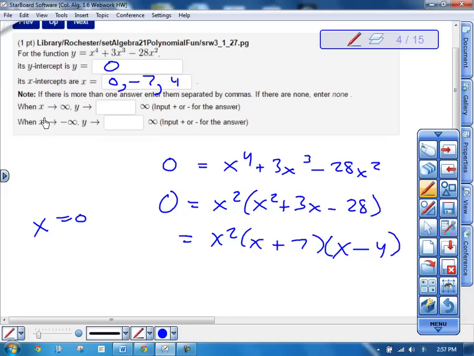Okay, and now the last part says if x goes to infinity, what does this thing look like? Well, we know the zeros are at 0, negative 7, and 4, so we know this thing looks like this. We've already actually done this problem, I believe. It goes like this. And the question is, what does it look like way to the right? Well, to the right it goes to infinity, and way to the left it also goes to infinity. I think it wants just a plus sign there, plus sign there.